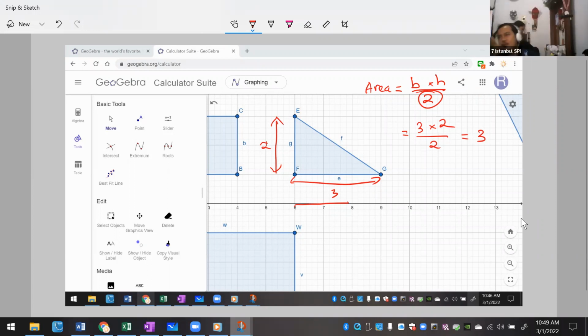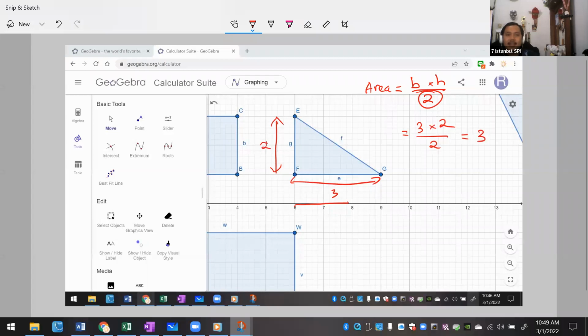Bukan square itu. Triangle. Iya, ini triangle, setengahnya rectangle. Iya, Cynthia, setengahnya rectangle bukan square ya. Bisa square sih, tapi lebih tepatnya rectangle. Thank you very much, Cynthia.